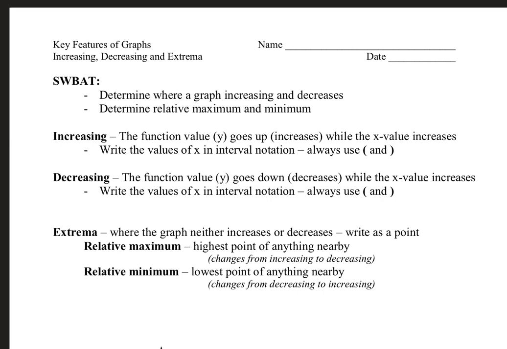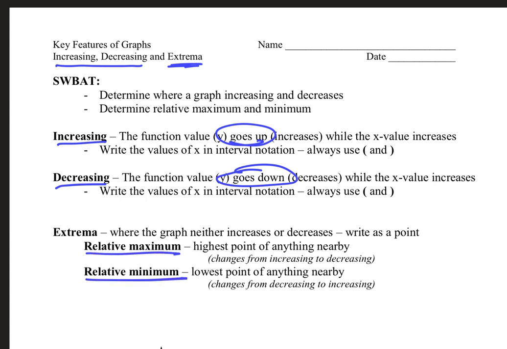All right, we are learning another key feature, which is increasing and decreasing of functions. We're also including the extrema that we talked about, finding the maximums and the minimums. So increasing means the function goes up, and decreasing means the function goes down. Literally, that's it. And then we talk about relative max and mins. That's the highest point or the lowest point, depending on where you are.